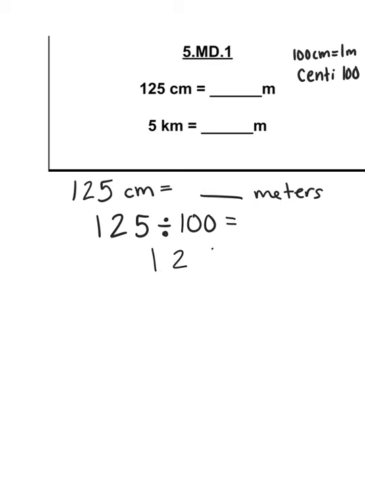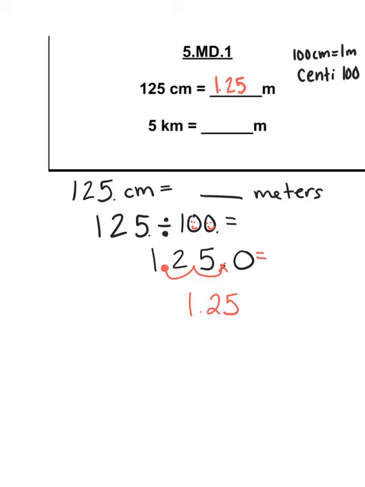Now, in order to divide this, I need to put my decimal point in. Of course, there's always a decimal point understood to be at the end of every whole number. We just don't usually include it if there's no decimal to go with it. And then move your decimal point over 2 spots to go with your 2 zeros in 100. 1, 2. So now my quotient, or my answer, is 1 and 25 hundredths of a meter.